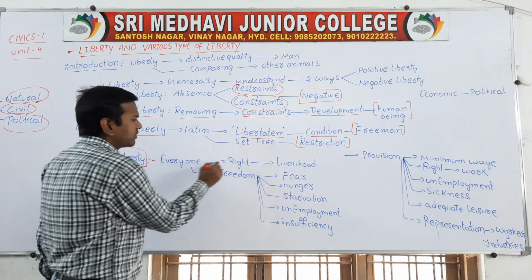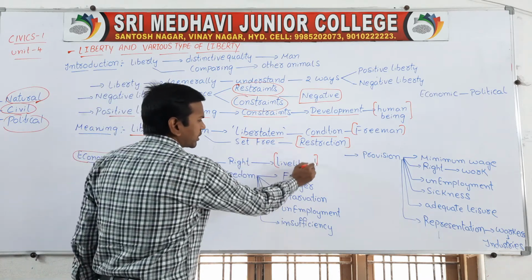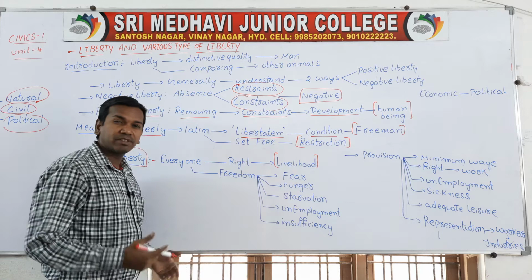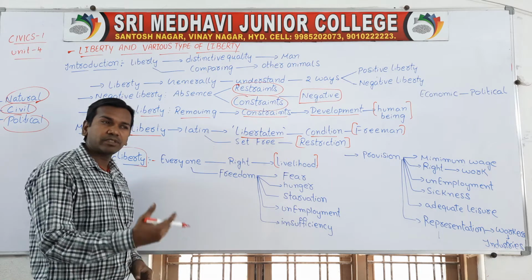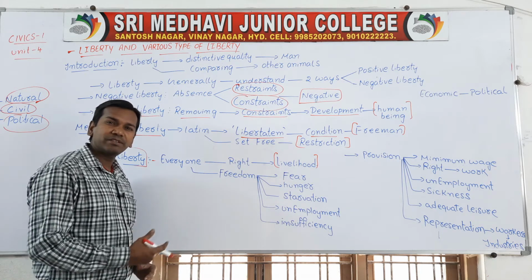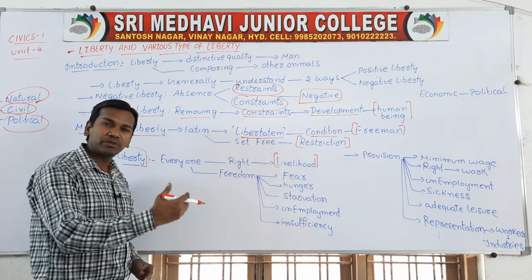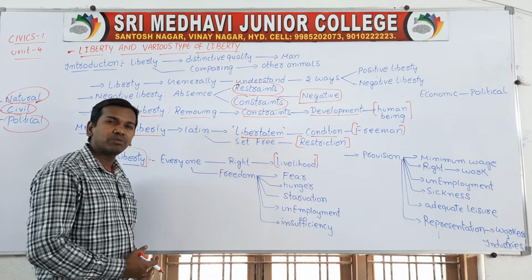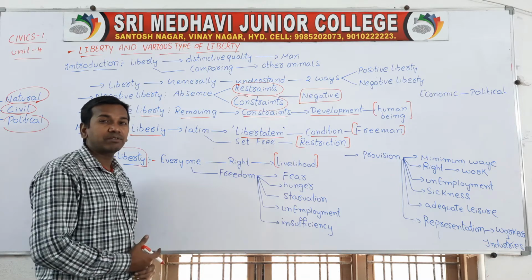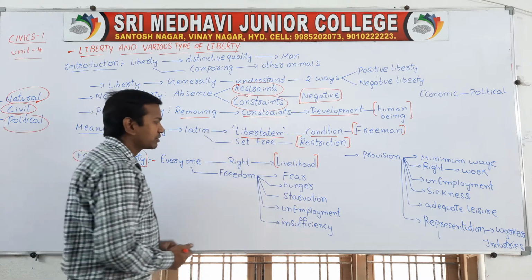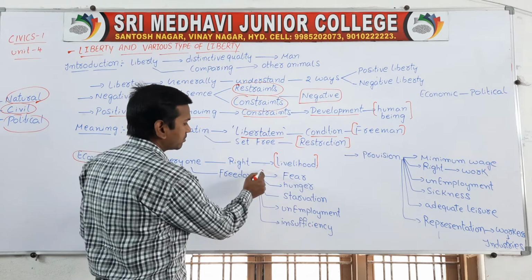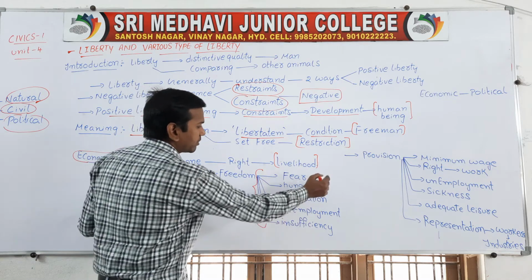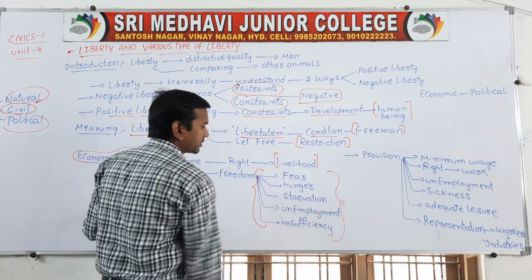Everyone has the right to their livelihood. Everyone wants to survive in life. Everybody wants to live. The right to life is there for everybody. If you want to have the right to life, first of all what we need is the right to survive. To survive, this freedom should be given. Whenever you give all types of freedom to the people, then they can survive.